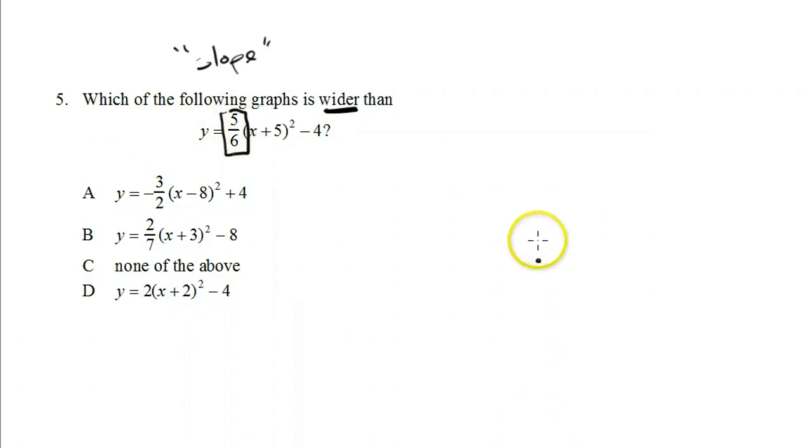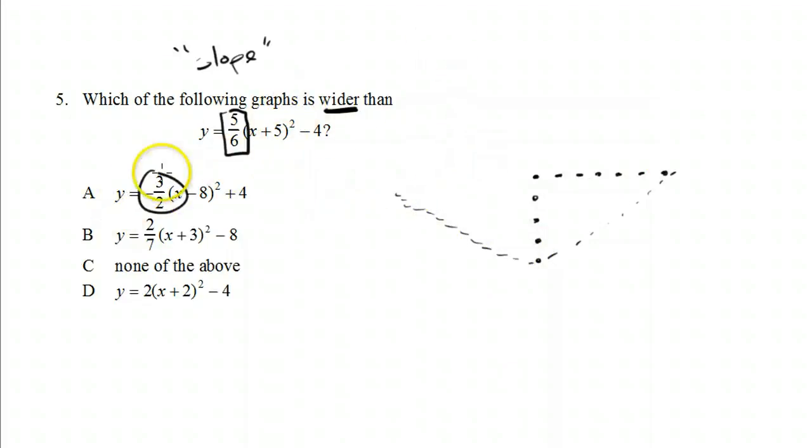So it would be up 5 and over 6. And we would get this type of shape here to make a parabola, but I'll just draw it as a V. So I want to see which of these slopes, not counting the negatives because we just want to put them all in the same direction, is going to be wider than this. Or if none of them, then we would choose none of these. So let's go through each one of them and see if it works out.